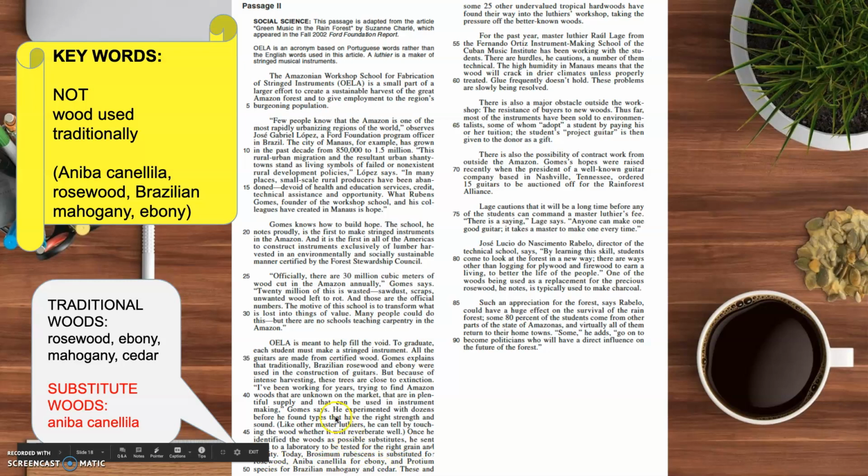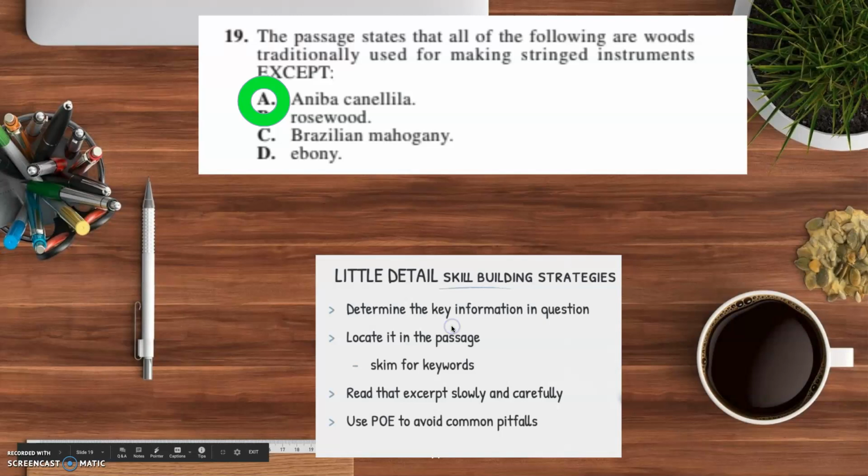Perfect. So what I've got here is a list of traditional woods compared to substitute woods. And when I look at my keywords here and I'm looking at my answer choices, I see that rosewood, ebony, and mahogany were all traditional. The one of these answer choices that was a substitute was Aniba. So there's the answer. When we come back to our question, let's just make sure we answered the right thing. All of the following are woods traditionally used for making stringed instruments except, and the correct answer here is A.